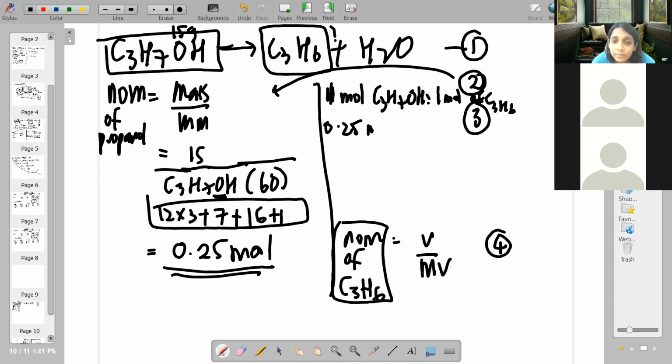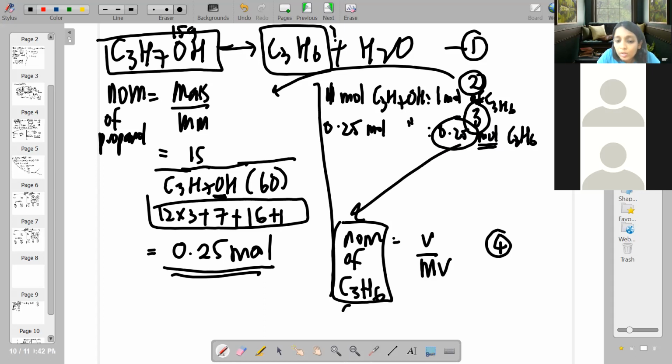0.25 mole of C3H7OH is 0.25 mole of C3H6. Mole, mole. Don't forget mole. Okay, no problem. I'm just saying it because I've seen they take out your marks, so I don't want that to happen to you. So very good. Now I know this number of mole. I bring it in here. So here teacher got 0.25. My volume over my molar volume, I believe it should be 24, correct?